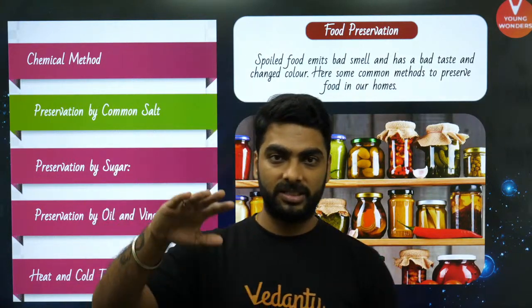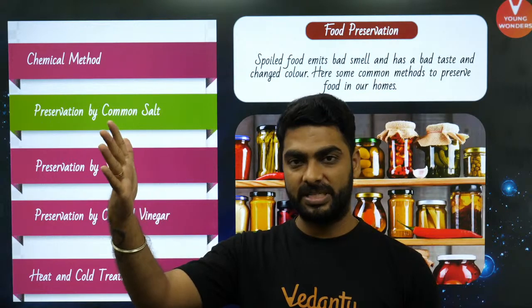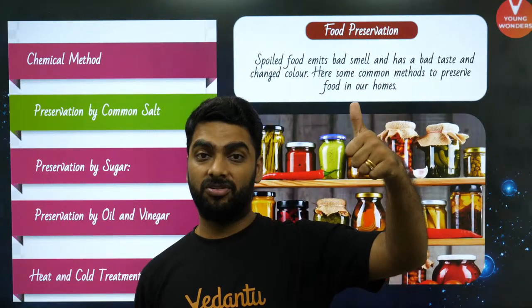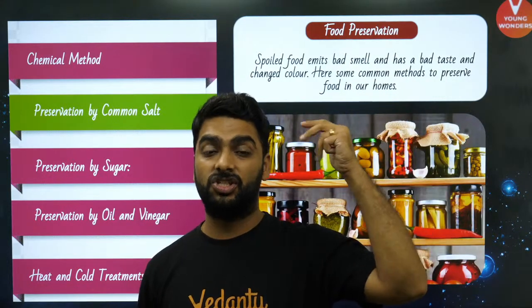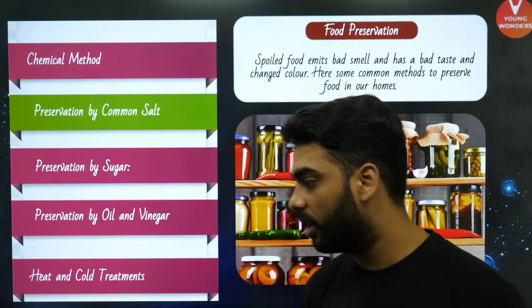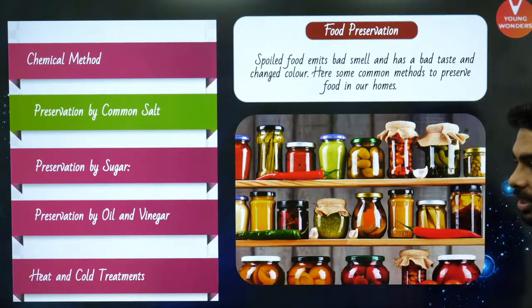So, chemical methods include salt, sugar, oil, vinegar, preservatives like sodium benzoate and sodium metabisulfite. Physical methods include sun drying, hot and cold treatment, pasteurization, canning, packaging, storage, and even freezing. Okay? Chalo.